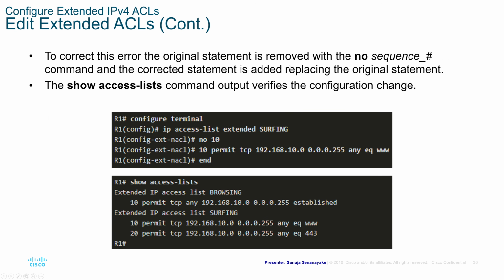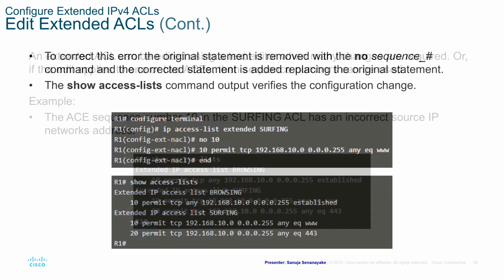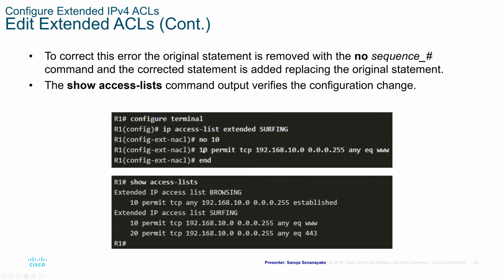To correct the error, the original statement is removed with the no command in Cisco IOS, using the sequence number, and then the correct statement is added. The show ip access-list command output verifies this change has been applied. In the top image, we have entered the ip access-list extended surfing configuration, and we enter no 10. Why? Because 10 is the entry we're trying to get rid of. Then we re-enter 10 permit tcp with the new information. Now if you run show access-list, that new information is listed because we removed 10 and modified it in the surfing access list.